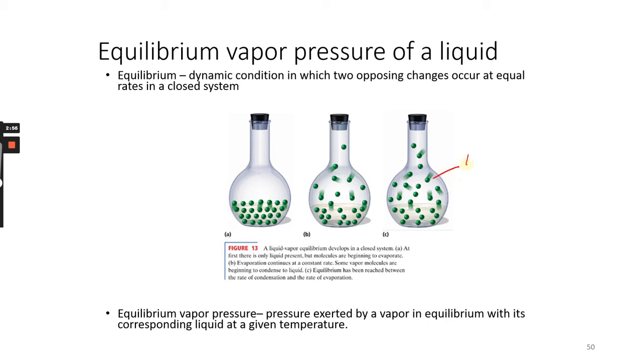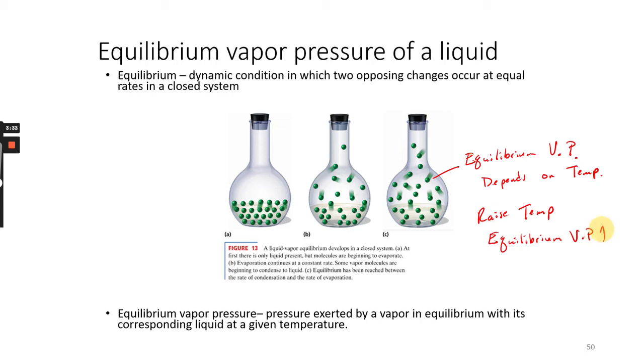So what you have in here is what's called your equilibrium vapor pressure. We'll call that VP for short. So what is it? It's the pressure exerted by a vapor in equilibrium with its corresponding liquid at a certain temperature. So your equilibrium vapor pressure depends on temperature. Okay? So if you raise the temperature, your equilibrium vapor pressure will increase because now more of the particles are jumping into the gas phase.